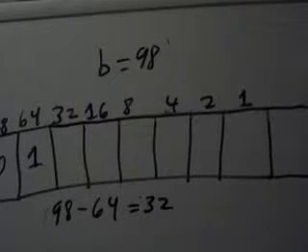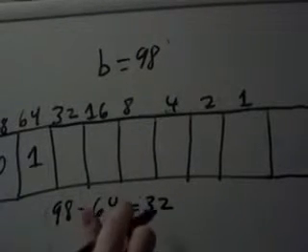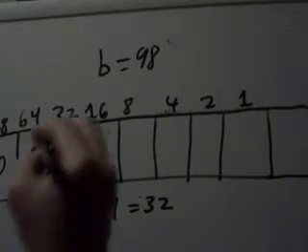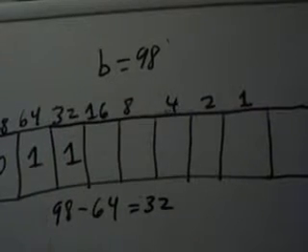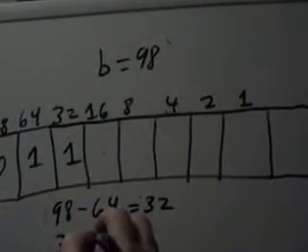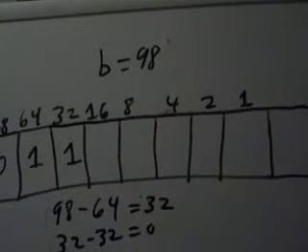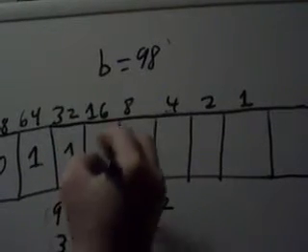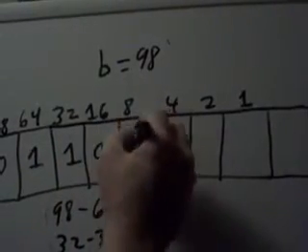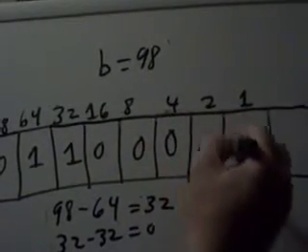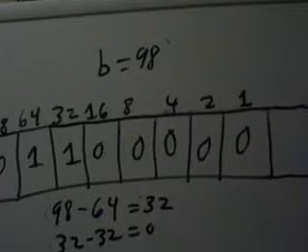Now, is 32 greater than 32? No, but it is equal to 32, so we can put a 1 right there. Now then, 32 minus 32 is, of course, 0. So far, so good. So, 0 is not greater than 16, 0 is not greater than 8, 0 is not greater than 4, 0 is not greater than 2, and 0 is not greater than 1.